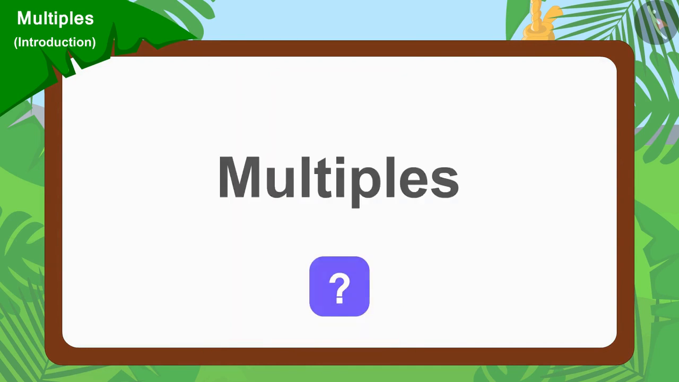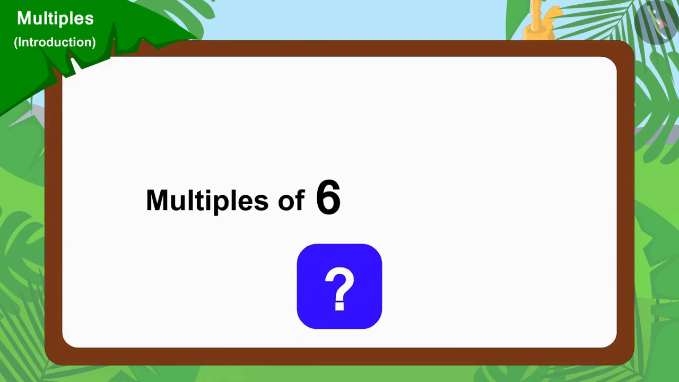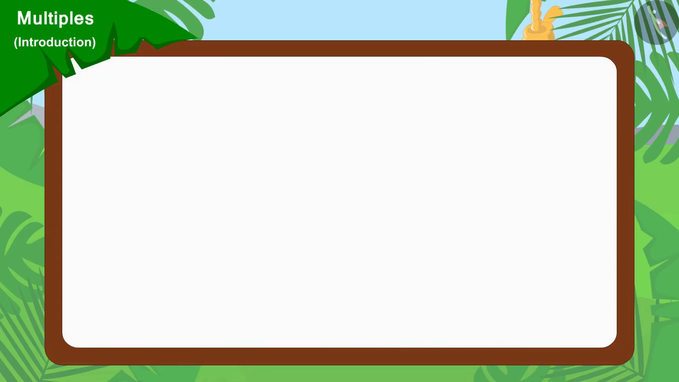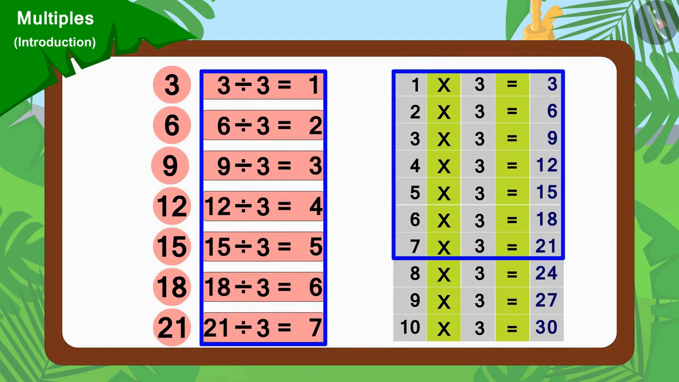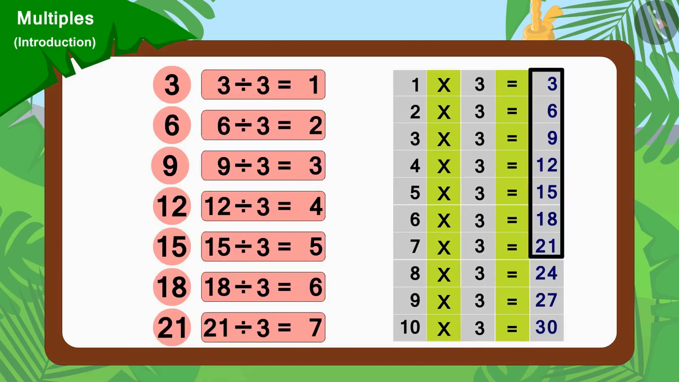Do you know another interesting thing about multiples? We can find the multiples of any number from its multiplication table. For example, if you look closely, you will find all these numbers in the multiplication table of 3.